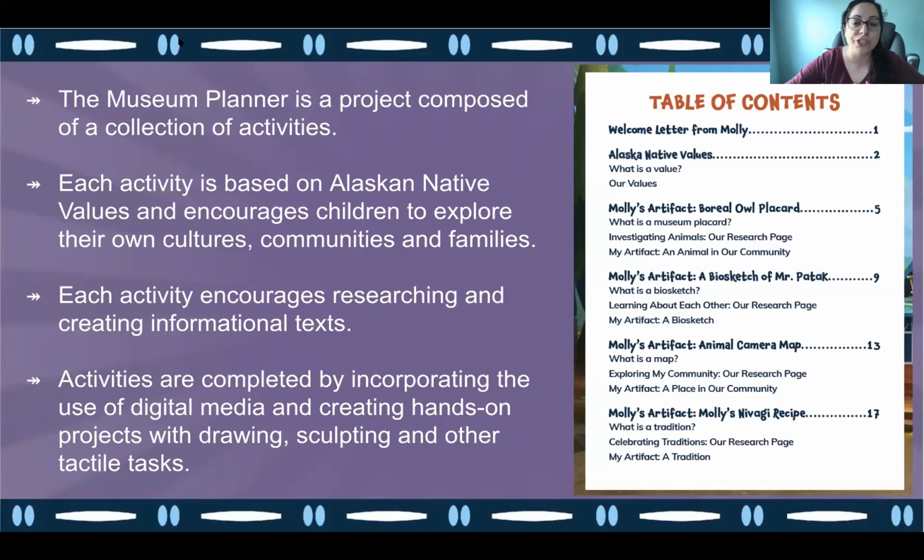So I'm going to show it to you in general. Here's the table of contents. What I want to point out here is the first activity is talking about values. So it introduces them to Alaskan Native values, but also asks them what their values are. Then it introduces museum placards, which are the little card in the museum that gives you information about the thing that you're looking at. Introduces them to an idea of a bio sketch, and we'll get into that in a minute. They're using a map, and they're also thinking about tradition. So there's a lot of different types of activities here.